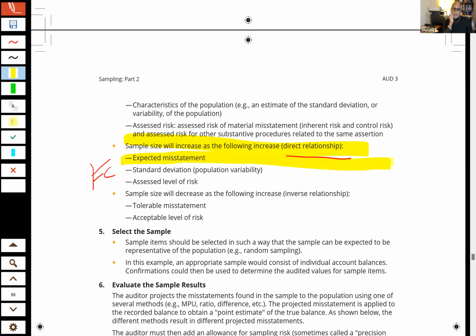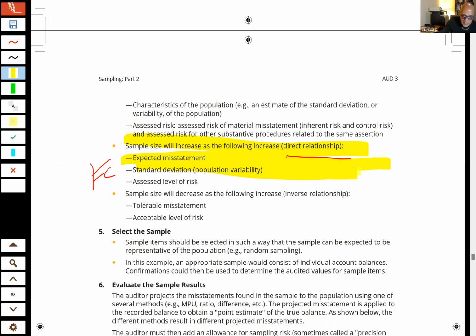What do you think? If I expect a lot of misstatement, do you think I'm going to have to look at a lot of items to figure out what that misstatement is? Yes. I've got sloppy accounting going on here that I have to work hard to find. The variability in the population: if I have a lot of variability in the population, that's the case in any population. It's not just for accounting or auditing financial statements. Anytime you have a population with a lot of variability, you're going to need a larger sample size to get a handle on that variability to make your decisions about your confidence levels and your precision and all that kind of stuff.